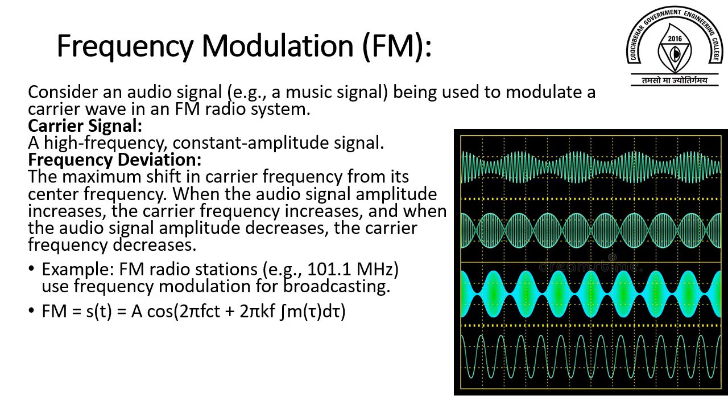Frequency modulation: consider an audio signal being used to modulate a carrier wave in an FM radio system. The carrier signal is a high frequency, constant amplitude signal. Frequency deviation is the maximum shift in carrier frequency from its center frequency. When the audio signal amplitude increases, the carrier frequency increases, and when the audio signal amplitude decreases, the carrier frequency also decreases. Example: FM radio stations use frequency modulation for broadcasting.